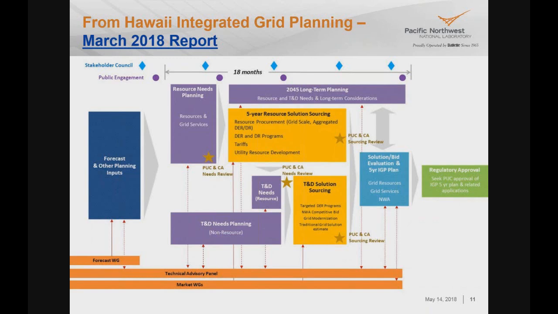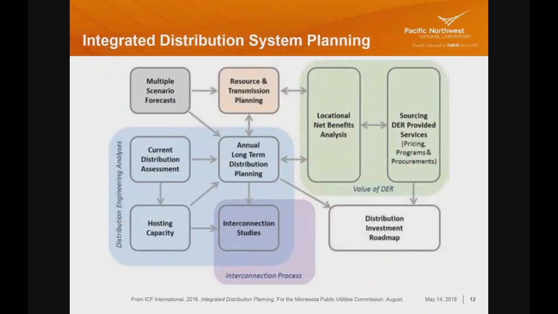And then lastly, this is the integrated distribution system planning diagram that was developed as part of a Minnesota report that the Minnesota Commission had done, and it's from ICF and also funded by DOE. But this is a nice diagram that shows how a number of different processes can feed together, including forecasting and hosting capacity, locational benefits, and really all resulting in this distribution investment roadmap.